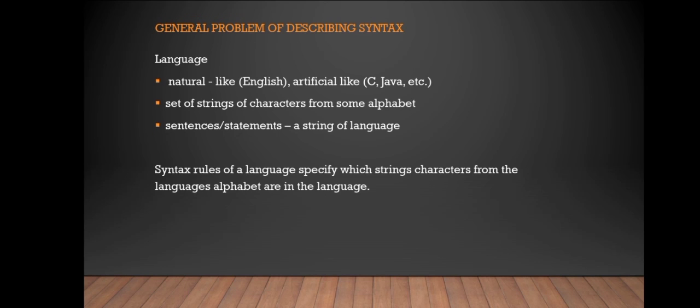General problem of describing syntax. Language: natural like English, artificial like C, Java, and etc. A language is a set of strings of characters from some alphabet; a sentence or statement is a string of the language. Syntax rules of a language specify which strings of characters from the language alphabet are in the language.